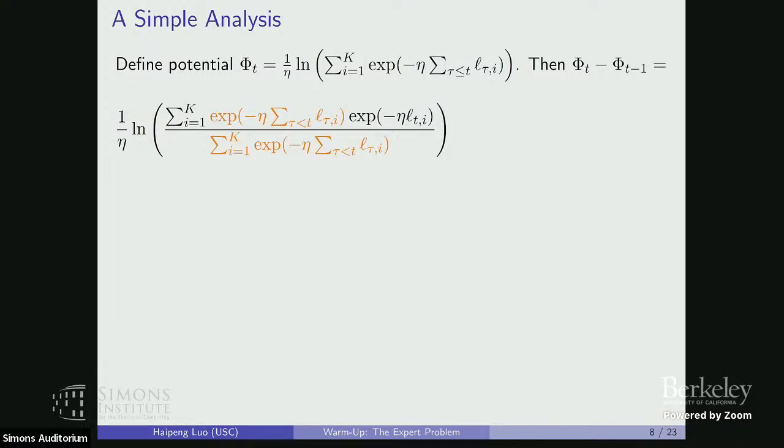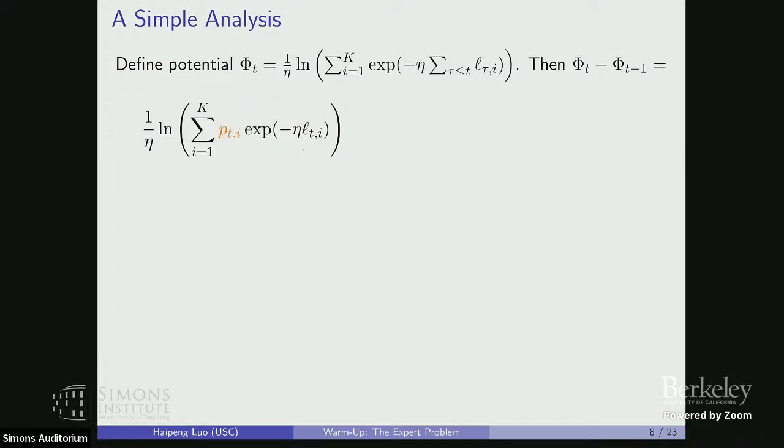The thing that depends on the past before time t, and the thing for time t. Again, equality. Now if you look at this orange part, it's exactly p t i. By definition, the algorithm said that p t i should be proportional to this, and by proportional, it just means it's exactly this. This is the normalization factor. So in other words, the increase of potential is just simply this. Now the rest is just some calculation.